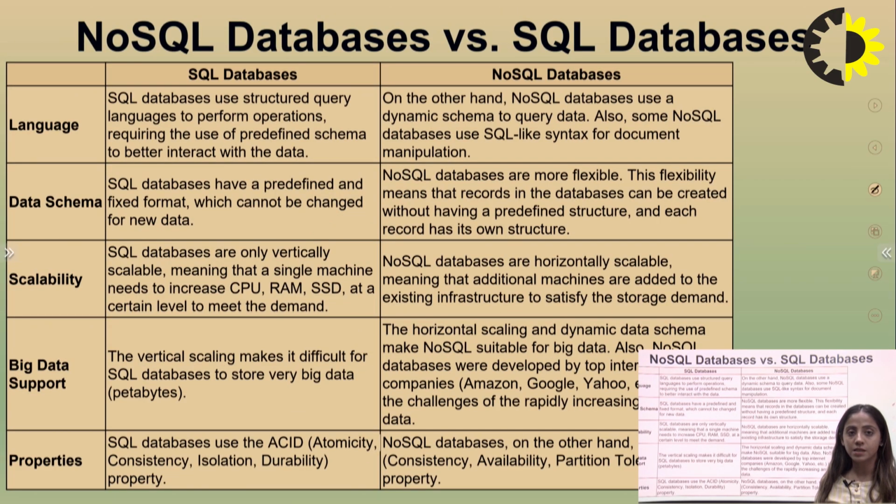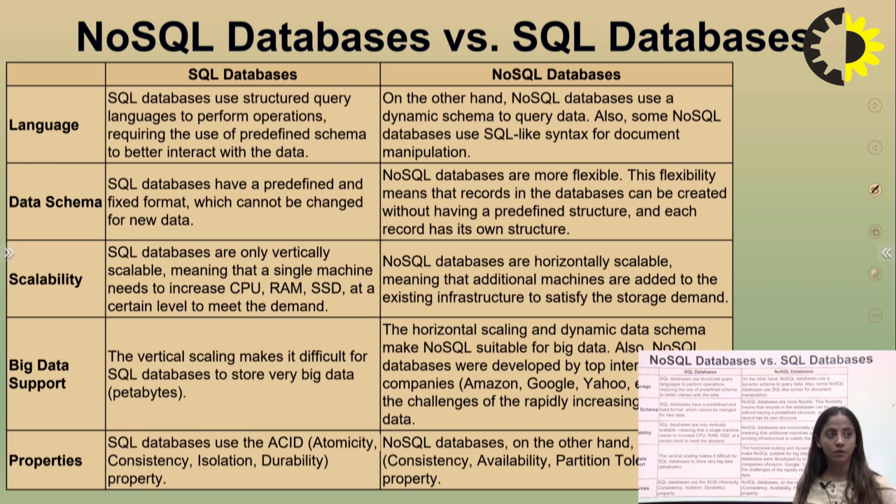Now, let's study the differences between NoSQL databases and SQL databases. First of all, language. SQL databases use structured query language to perform operations, requiring the use of a predefined schema to better interact with the data. While on the other hand, NoSQL databases use a dynamic schema to query data. Also, some NoSQL databases use SQL-like syntax for document manipulation.